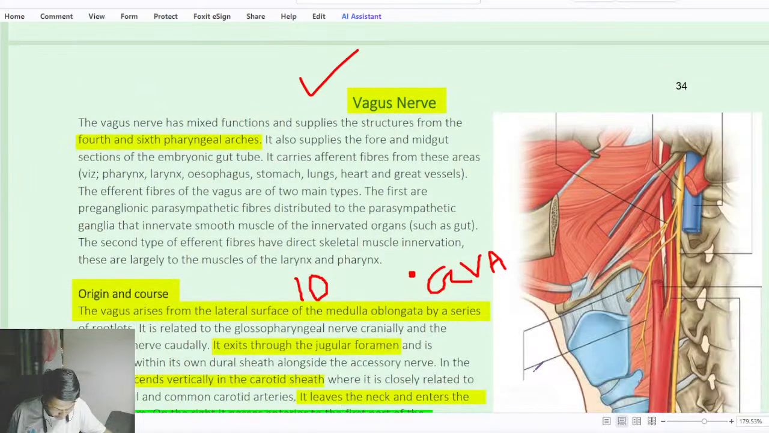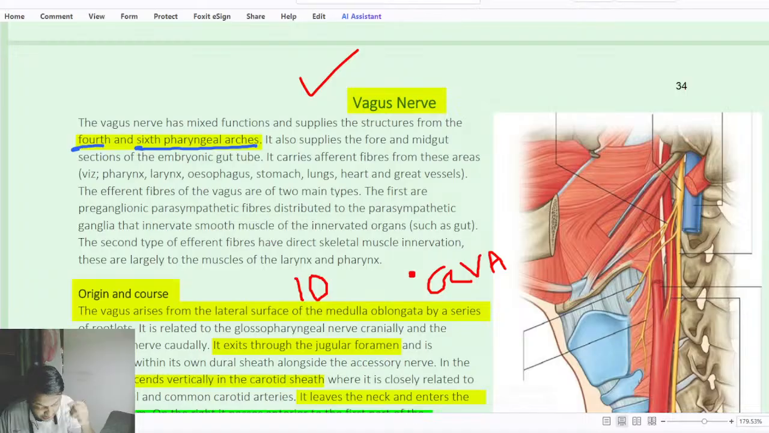Now vagus nerve. The vagus nerve develops from the fourth and sixth pharyngeal arches. And the parathyroid develops from which arches? Third and fourth pharyngeal arches. Okay. And vagus from fourth and sixth.